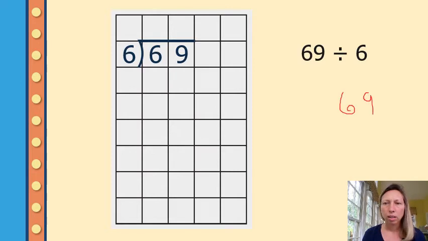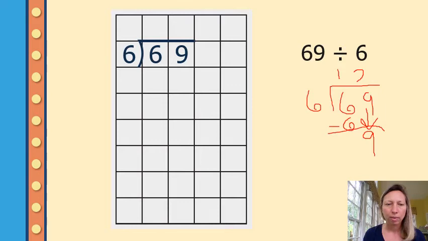69 divided by 6. All right, 6 divided by 6 is 1. 6 times 1 is 6. I subtract and I get 0, so I can bring down my 9. Now I have 9 divided by 6. I know I can't do 2 groups of 6. Oops, I need to erase that. Let's find my eraser. I cannot do 2 groups of 6 because that would be 12. That's too much. So I can only do 1 group of 6. 6 times 1 is 6, and I subtract and I get 3. So it's a remainder of 3.